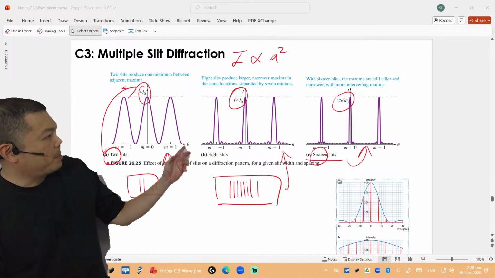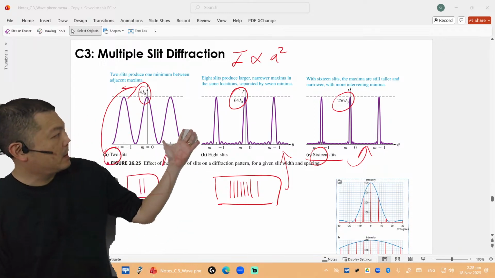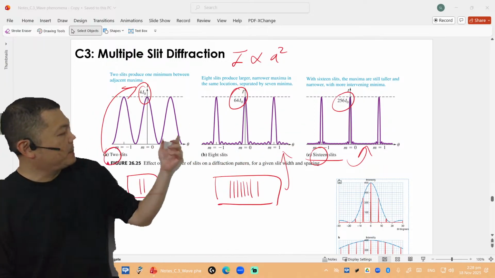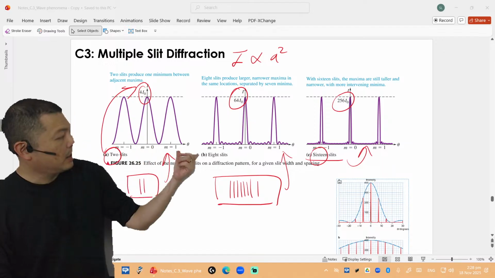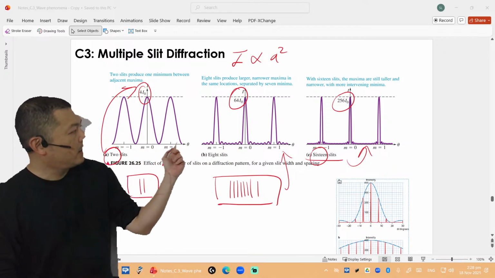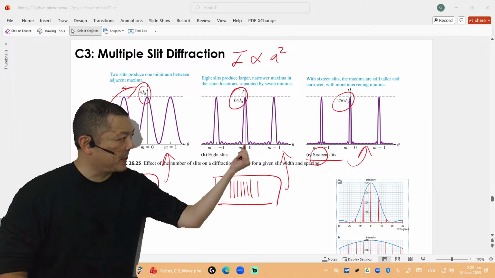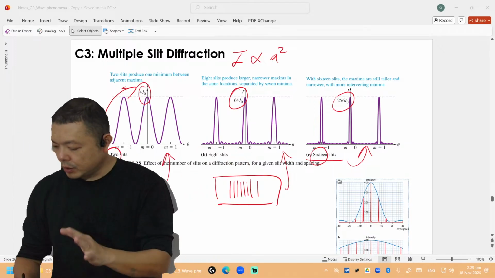Okay. So very quickly, the effect when you increase the number of slits is basically three things. Number one, bright fringes become narrower. Number two, bright fringes become brighter. Number three, dark fringes become wider. Okay, so those are the three effects.